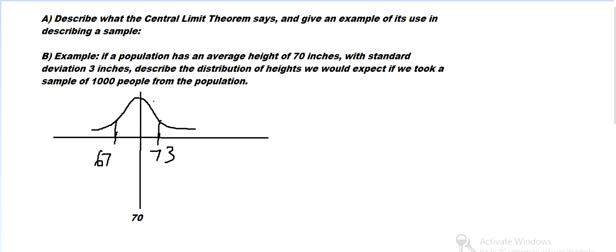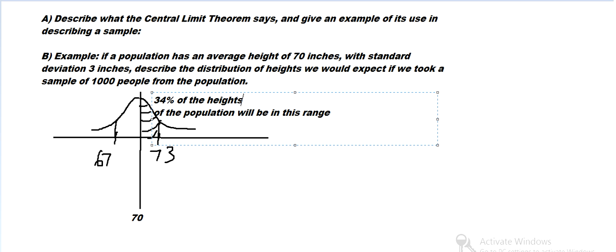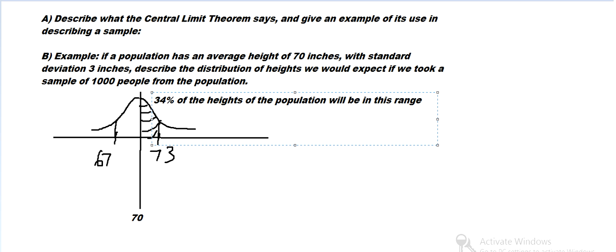And then, just to review what standard deviation means, for one standard deviation, you can look at the table, but that means 34% of the heights of the population will be in this range, i.e. the mean to one standard deviation above the mean. That's always true if it's normally distributed, like it follows the bell curve. So 34% of heights will be in this range.